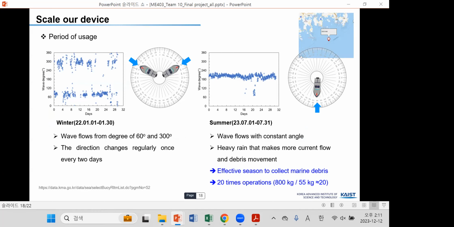And then next is about the period of usage. During the winter season, the wave flow direction changes regularly, once every 2 days. However, during the summer season, the wave flows at a constant angle. And since there are heavy rains that make more current flow and debris movement, we thought that summer would be the effective season to collect marine debris. Considering that we can collect 55 kilograms at one time, and we need to collect 800 kilograms a year, we thought that we need to operate at least 20 times.